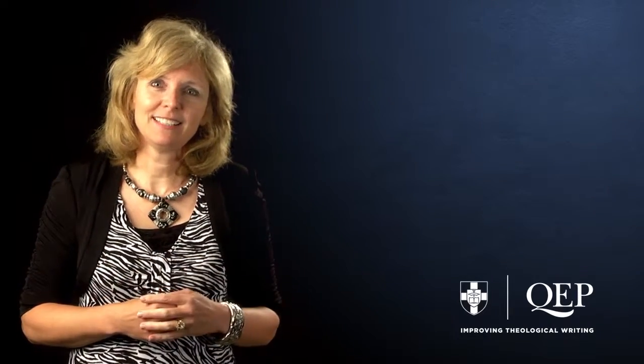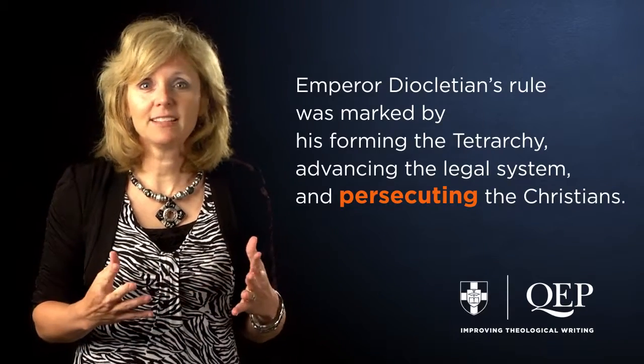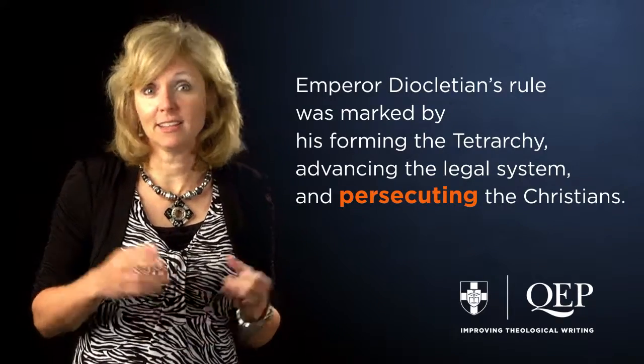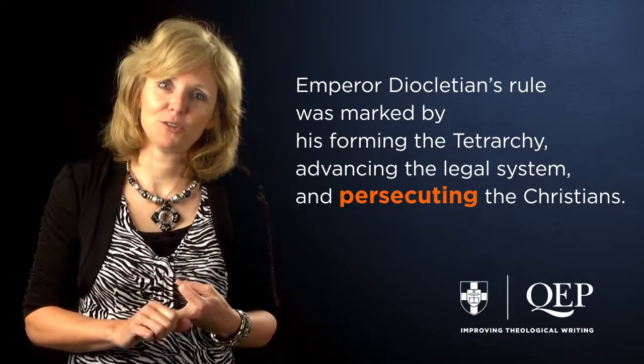In order to be consistent in grammar, we can change the last element to a verb. To be consistent in style, we can make it a present participle verb, adding the ing ending. Emperor Diocletian's rule was marked by his forming the tetrarchy, advancing the legal system, and persecuting the Christians.